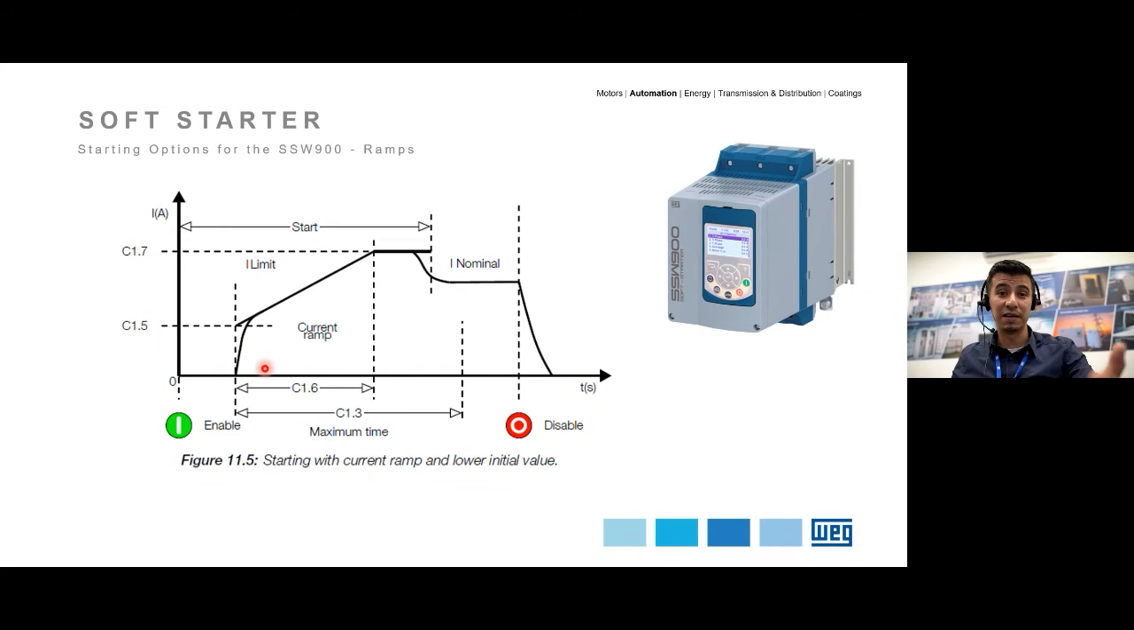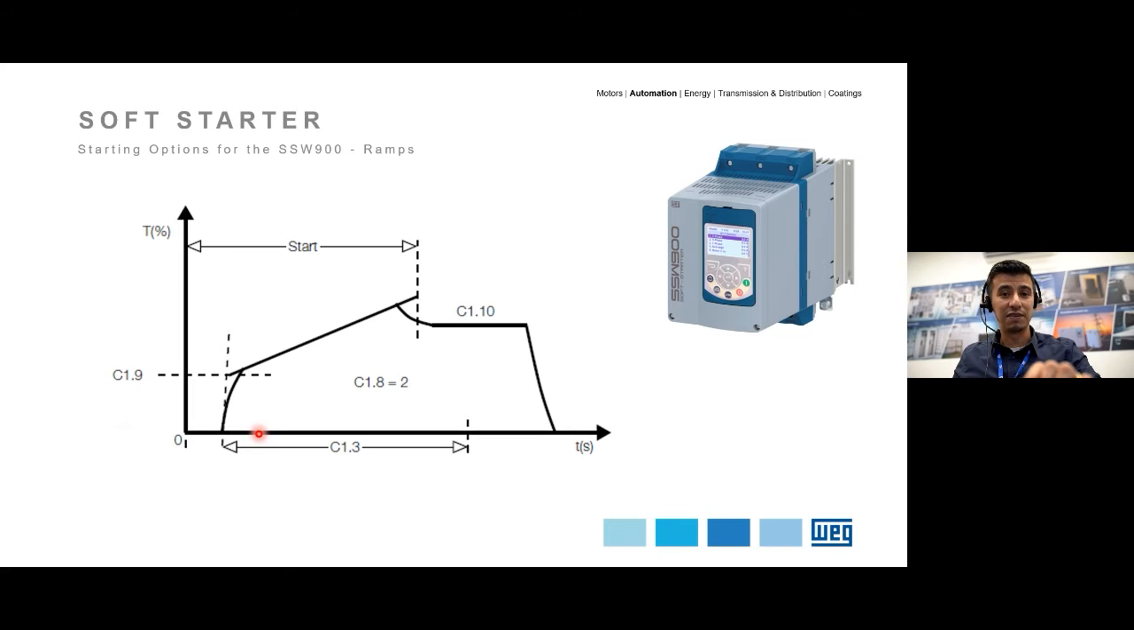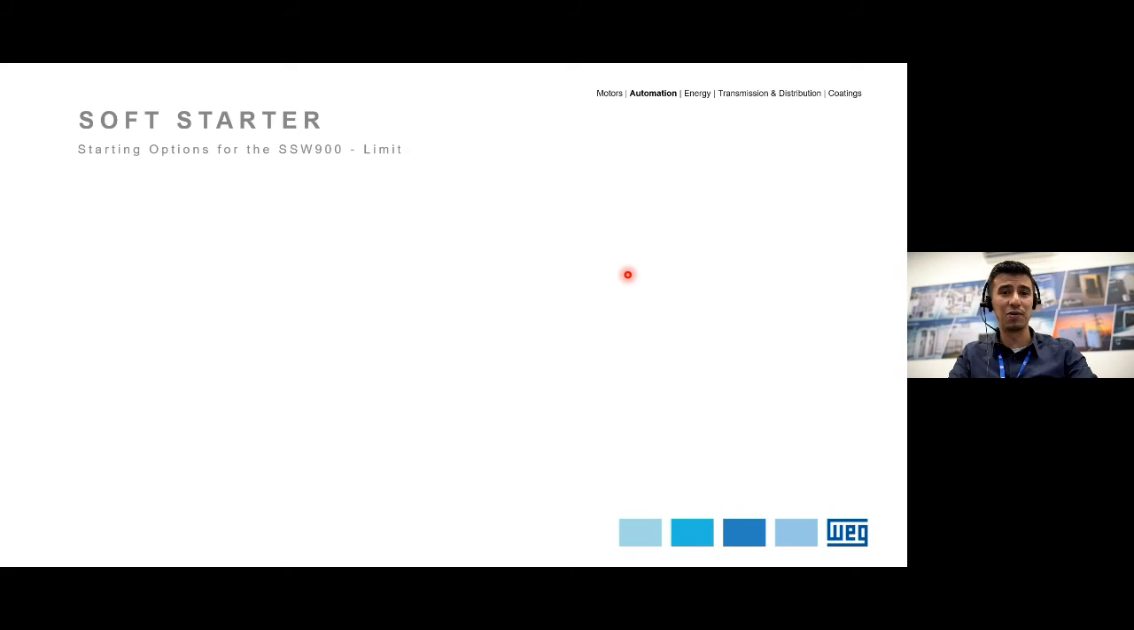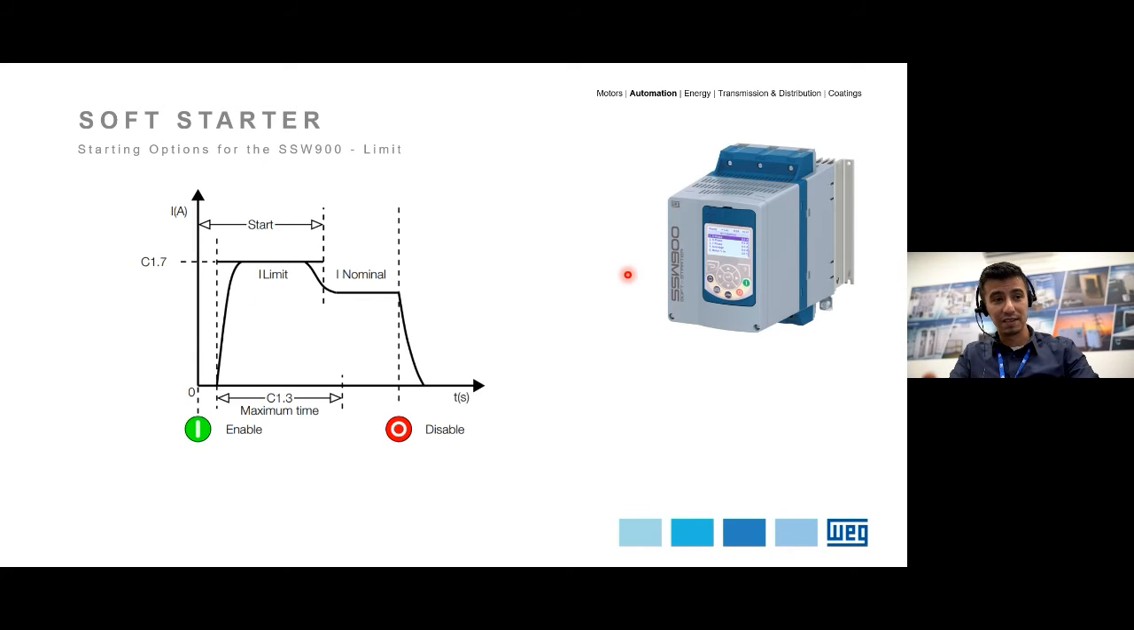So instead of varying the voltage, you can vary the current. And also there's something I like very much, which is the torque ramps as well. So you can set up your torque ramps to your motor via the soft starter, right? There's another method as well, guys, which is the limits. So we do have this current limit, which means the starter will fire the SCRs to get to that current level, and it will stay at that current level until the end of the start, right?